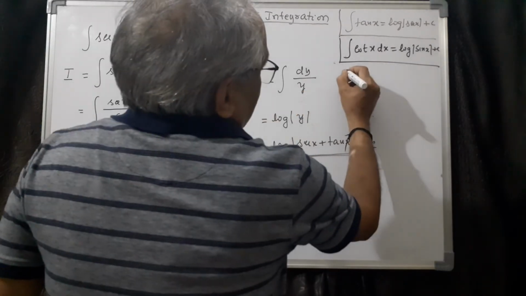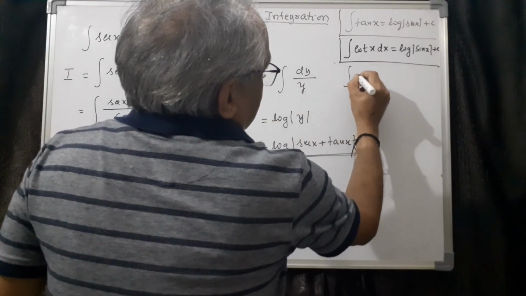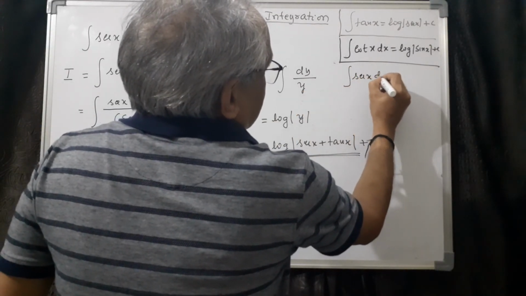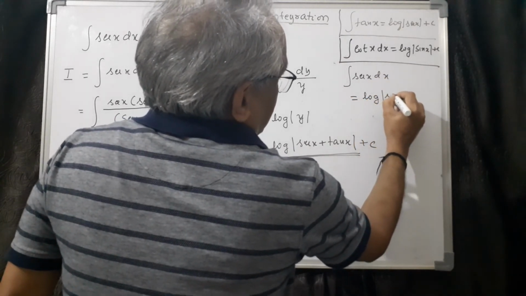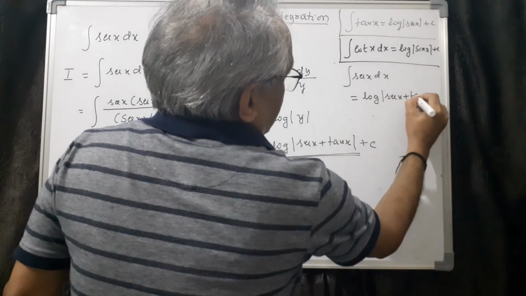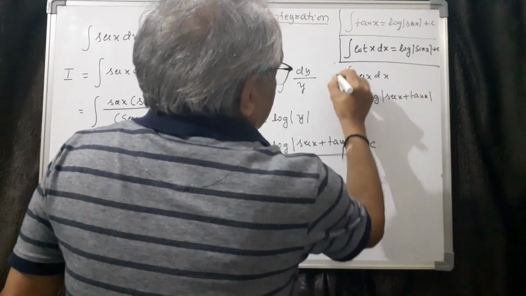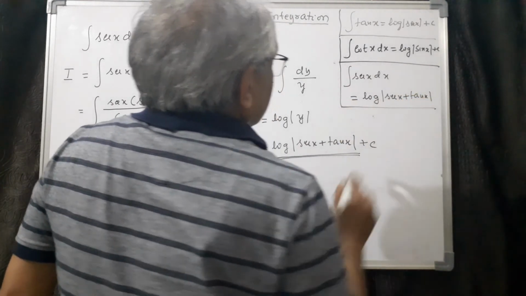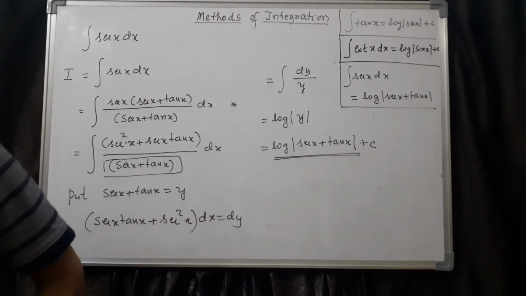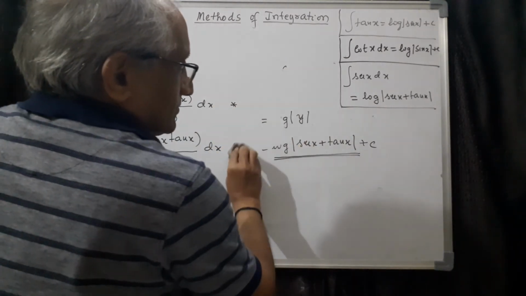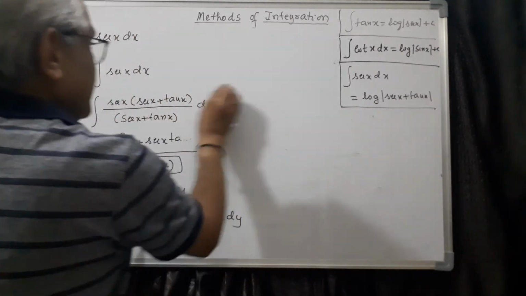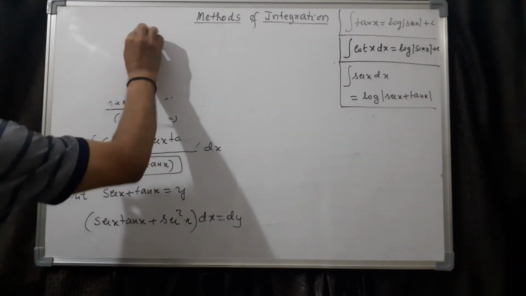So the next formula is this: integration of secant x dx is equal to log of secant x plus tan x. This is the third one. And one I will give as a homework. You can do it yourself. There is only a small change that you have to be careful about.